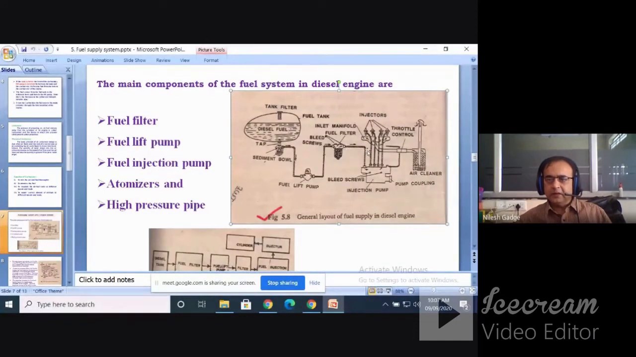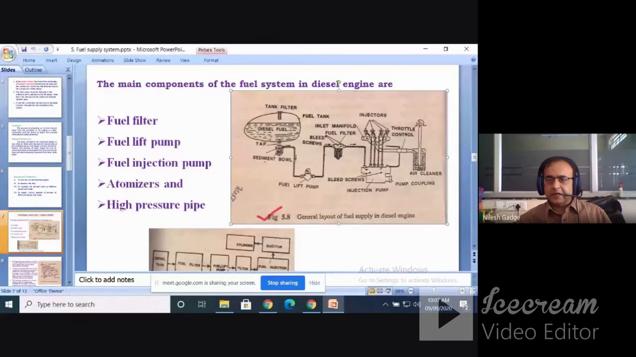Then this component is the injection pump. The fuel lift pump is another thing which lifts the fuel from the tank through the fuel filter into the fuel injection pump. This is the fuel injection pump, FIP. From that fuel injection pump, the fuel goes into these injectors.